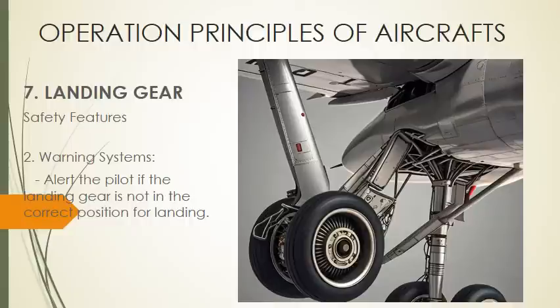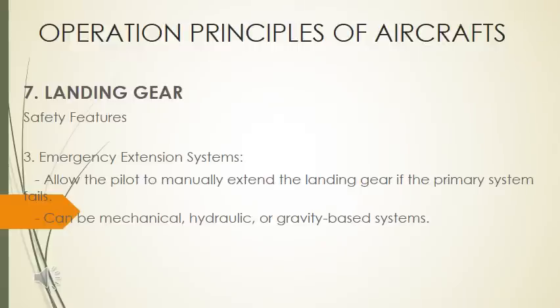So we have warning systems which will alert the pilot if the landing gear is not in the correct position for landing. Number 3 safety feature is the emergency extension systems. This allows the pilot to manually extend the landing gear if the primary system fails. I talked about the electric, hydraulic, and the manual. It can be mechanical, hydraulic, or gravity-based systems. That is for the emergency extension systems.